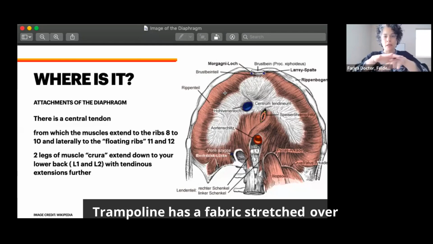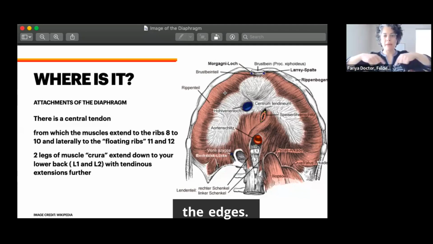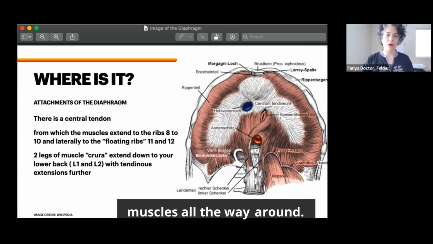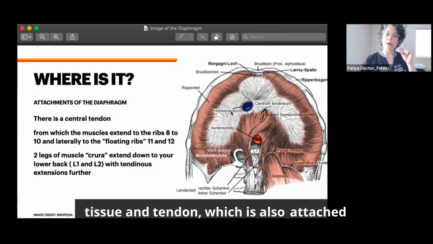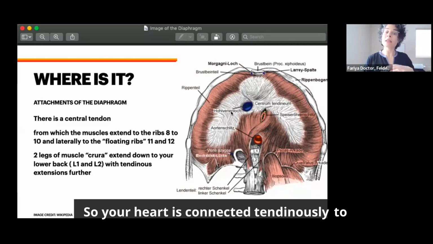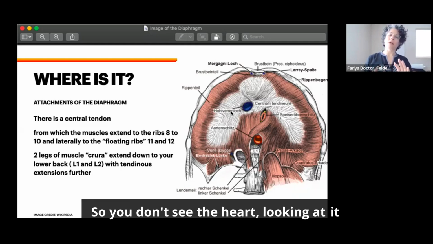A trampoline has a fabric stretched over, and then there are the springs all along the edges. So in this case, the diaphragm has muscles all the way around. And so the central part is connective tissue and tendon, which is also attached to your heart pericardium. So your heart is connected tendinously to the diaphragm. We're looking at it from underneath, so you don't see the heart.